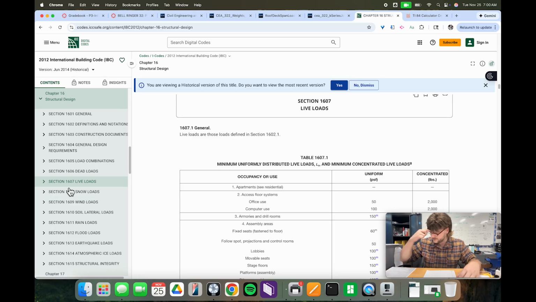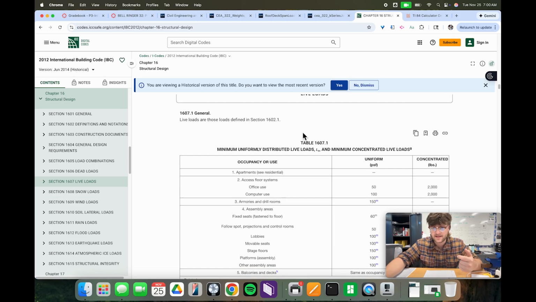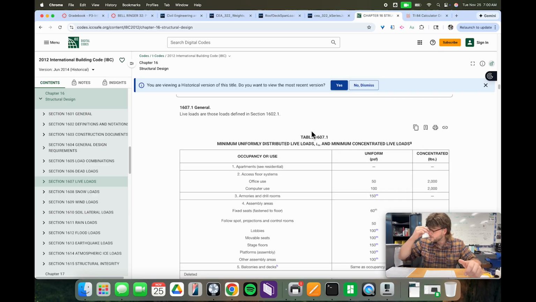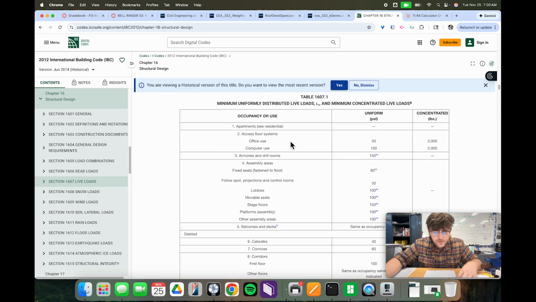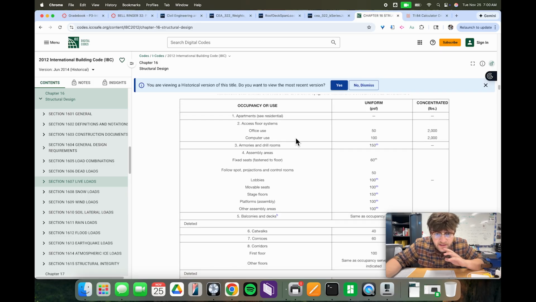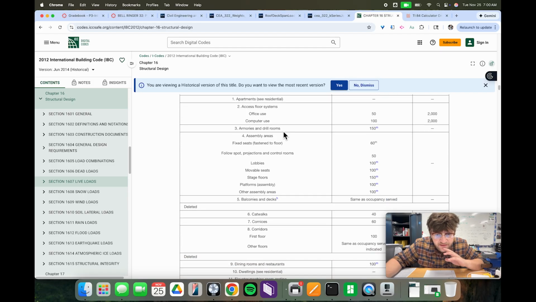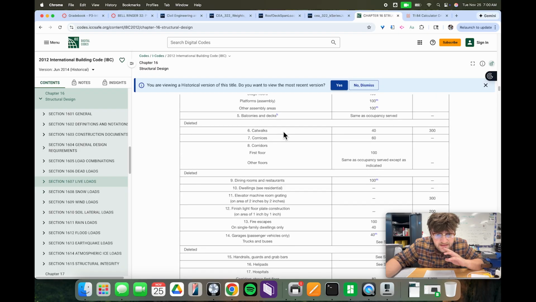Now, what I want to do is go through here and see something that tells us the live loads. If we go on here, we have the occupancy or use. And if we keep scrolling down, we can take a look at this. I'm looking for something with flat roofs here, because that's what we're dealing with.